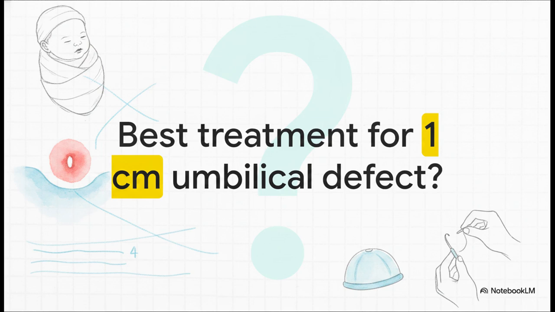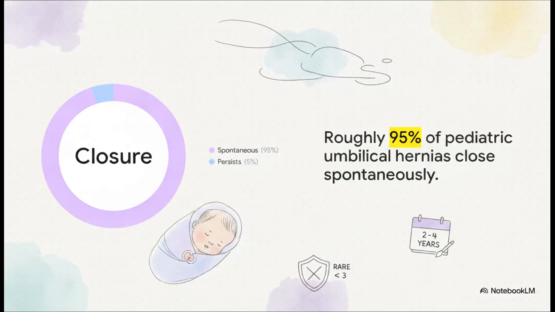Let's pivot to a newborn presentation. You have a newborn with a 1 centimeter midline umbilical defect, but no bowel is present. What's the best treatment? A, observation without planned intervention. B, observation with closure after age 4. C, silo placement. D, emergency primary closure. Or E, emergency mesh closure. The correct choice is A, observation without any planned intervention.